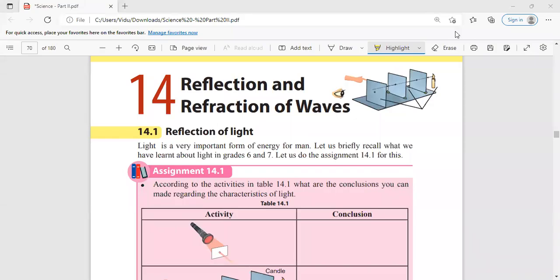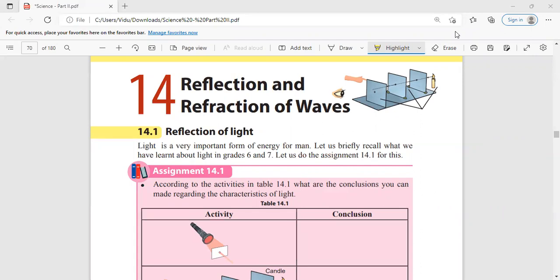Today we are going to do the 14th lesson, Reflection and Refraction of Waves. We finished our 13th lesson in the last session, so we are starting with the new lesson and first subtopic 14.1, Reflection of Light. Light is a very important form of energy for man.